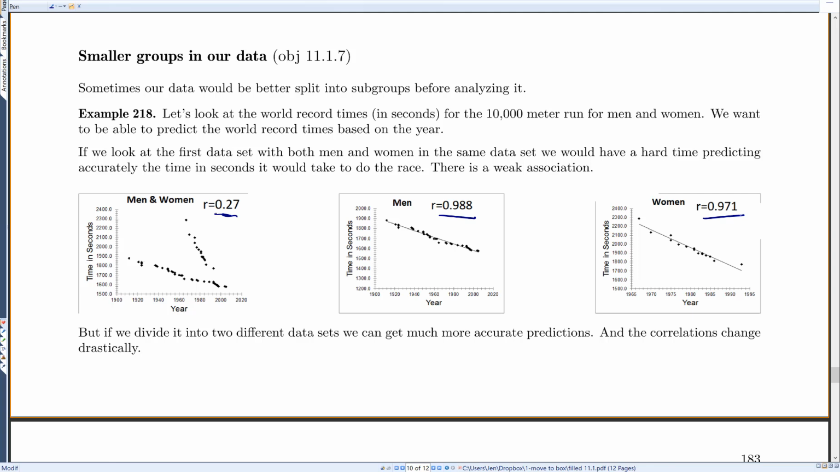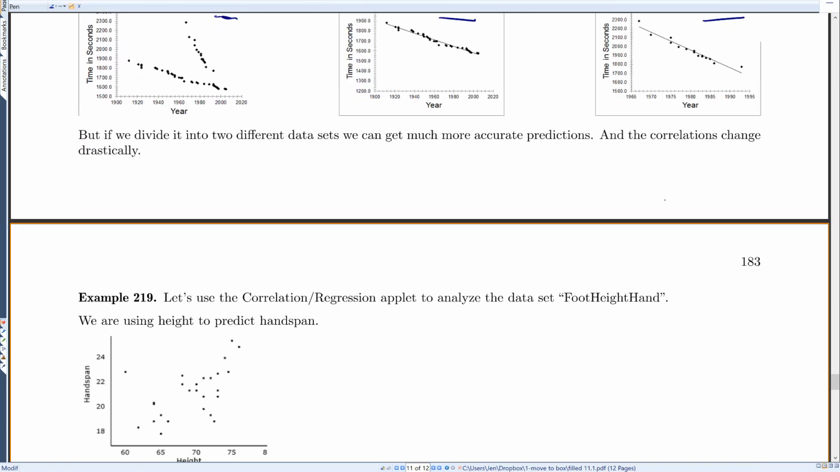But this happens quite often. Sometimes we look at one data set and really we should divide it into subgroups to actually analyze it better. And often when you divide it into subgroups, your correlation can change. Sometimes it'll change higher, sometimes it might be lower, but your correlation can change if you split it up into subgroups.